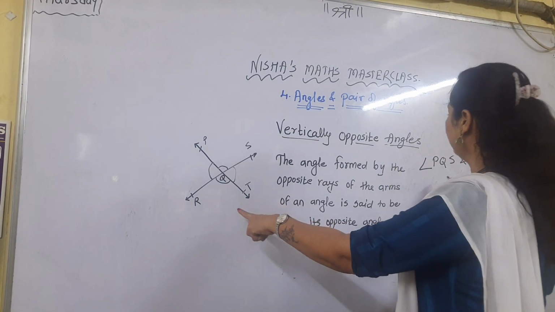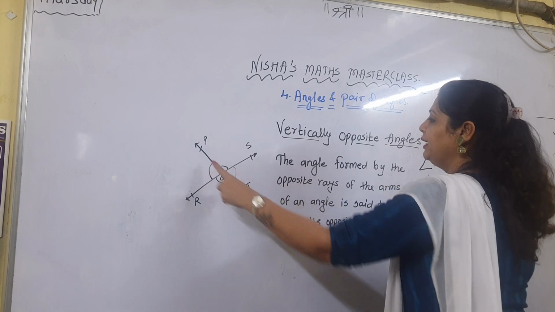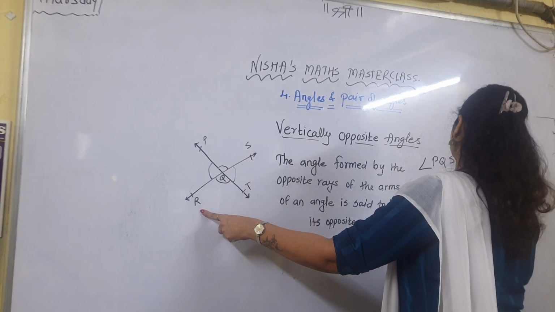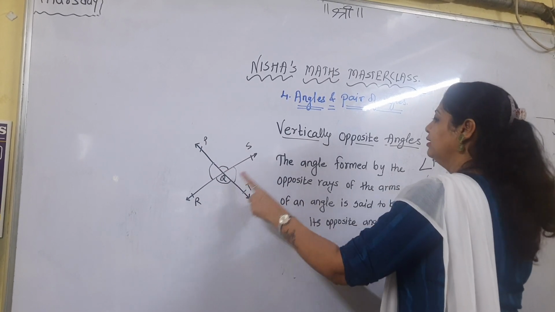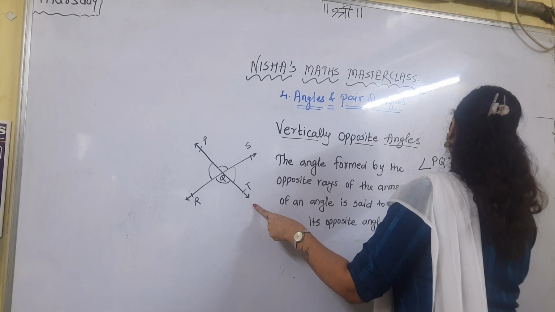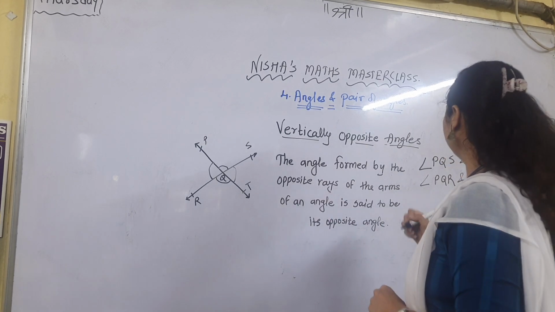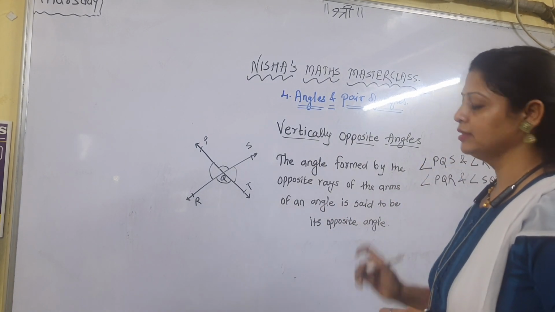Now the next pair, that is angle PQR and angle SQT. Understand? These are the pair of opposite angles.